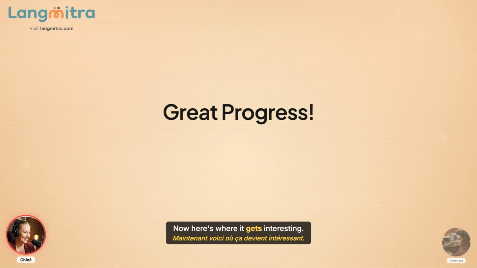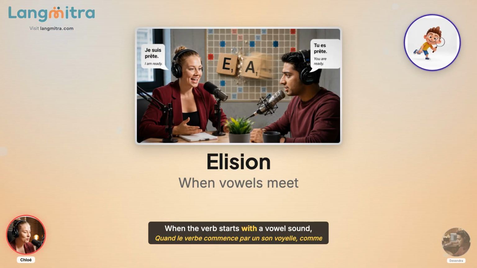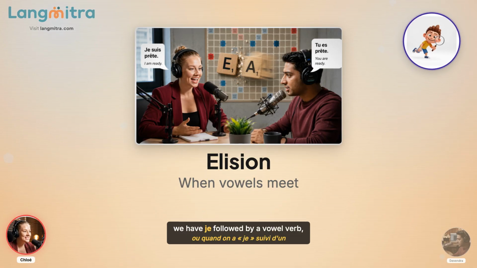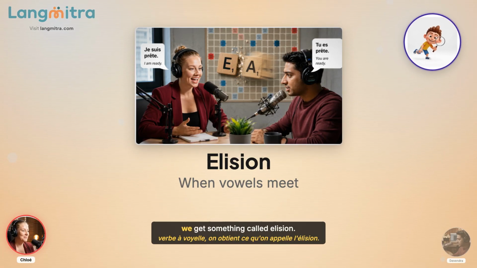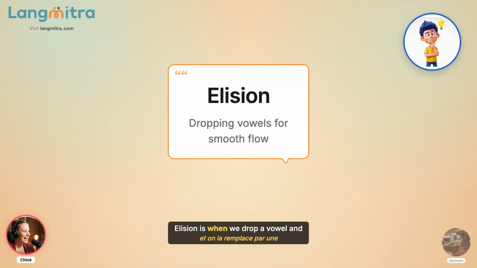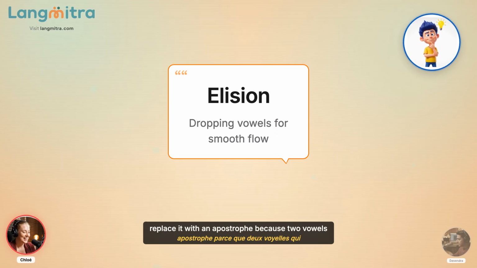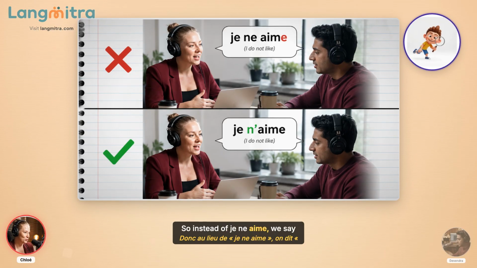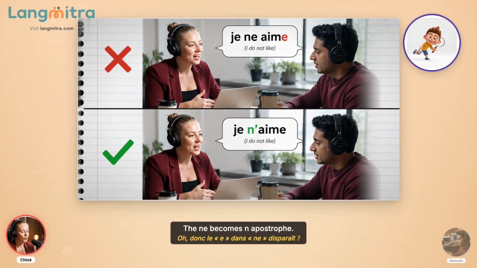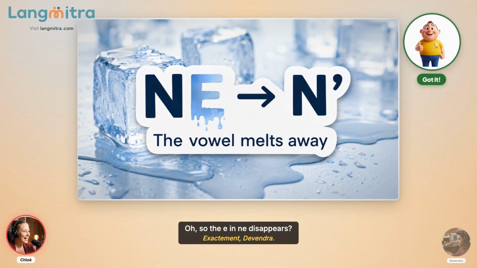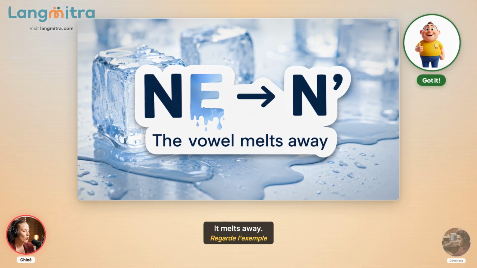Now here's where it gets interesting. When the verb starts with a vowel sound, like être, which gives us suis, or when we have je followed by a vowel verb, we get something called elision. Elision? What's that? Elision is when we drop a vowel and replace it with an apostrophe, because two vowels bumping together sounds awkward in French. So instead of je ne aime, we say je n'aime. The ne becomes an apostrophe. Oh, so the e in ne disappears. Exactly, Devendra. It melts away.